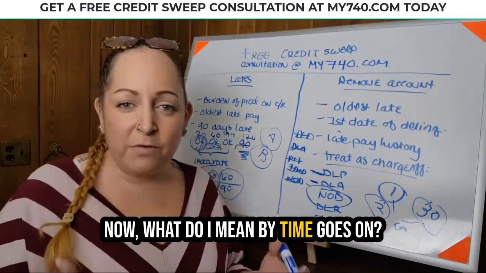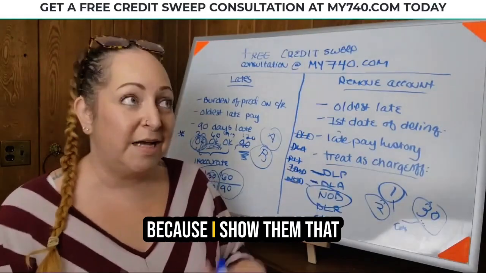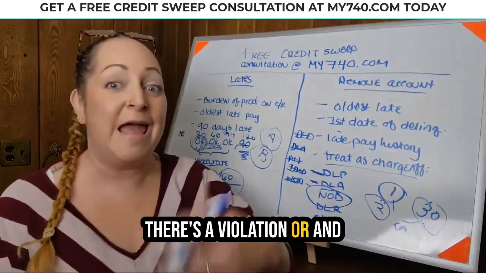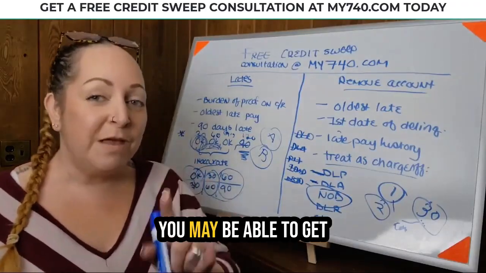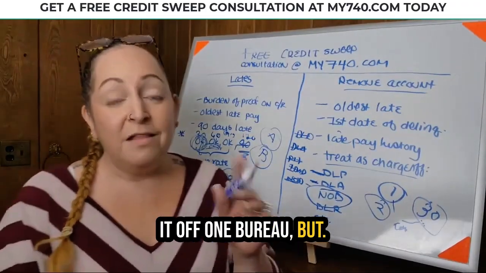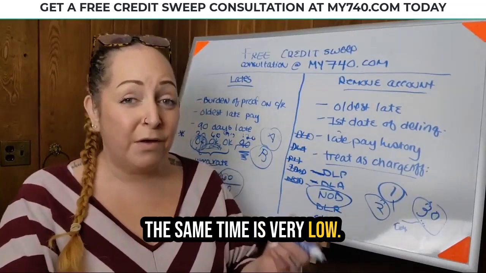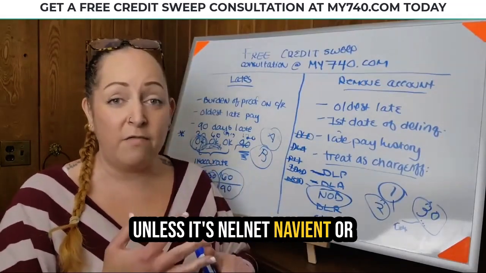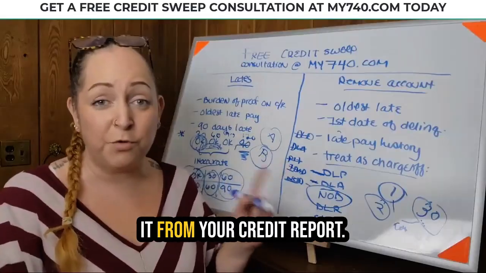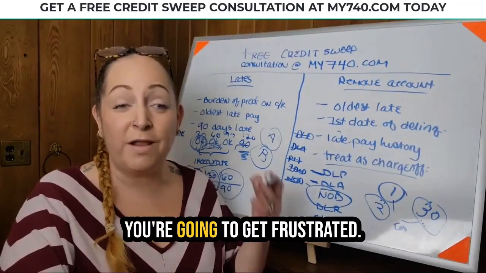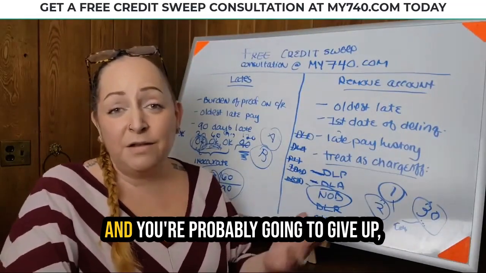Now, what do I mean by time goes on? Aren't they going to delete it because I show them that there's a violation or an inaccuracy or inconsistency? You may be able to get it off one bureau, but the likelihood that you're going to get it off all three at the same time is very low, unless it's Nelnet, Navient, or Sallie Mae that actually removes it from your credit report. It's going to be difficult. You're going to get frustrated, and you're probably going to give up.